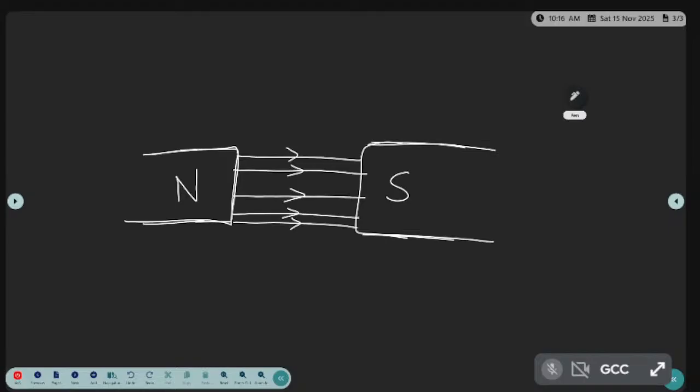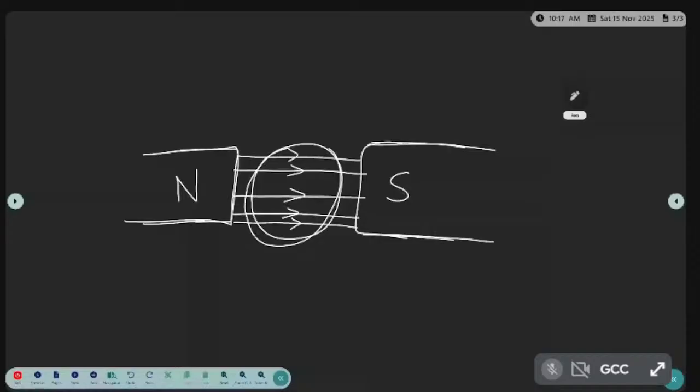Yes, it is cutting like this. Flux is available. I am rotating this conductor with a speed. How much speed? Generally 1500 revolutions per minute. Generally, in a generating station, we use 1500 revolutions per minute.